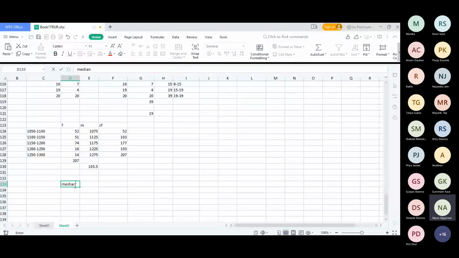Hello, is it audible? Yes, yes. So the median is equal to, okay.